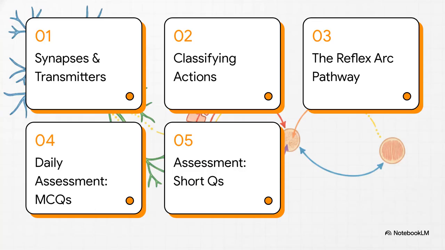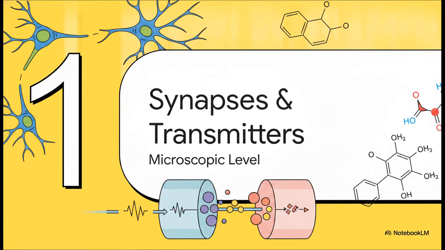Okay, so here's our game plan. First, synapses and neurotransmitters. Second, classifying body actions. Third, the reflex arc pathway. And finally, we'll wrap up with some MCQs and short questions to lock all this in. Mapping it out like this is really going to help you actively memorize these concepts for your exams. Let's jump into step 1, synapses and neurotransmitters.